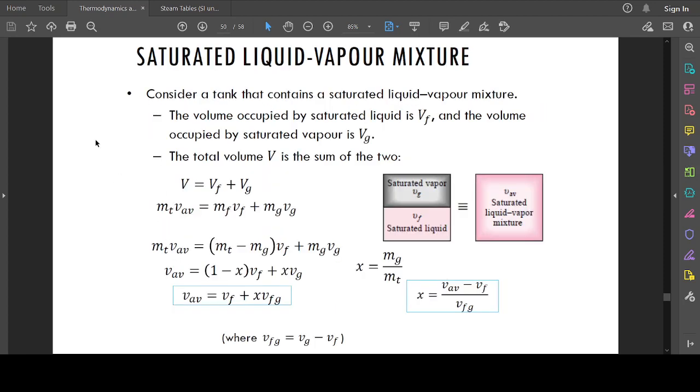So since that has been established, we need to find multiple ways to calculate the quality of the system. The quality, like we've already seen in the previous slide, is given as x equal to the mass of the gas phase divided by the total mass. Now remember, in the introduction lecture, I went over how this is derived. So if you have more questions on this, you can ask me during the tutorial session because I will not repeat it.